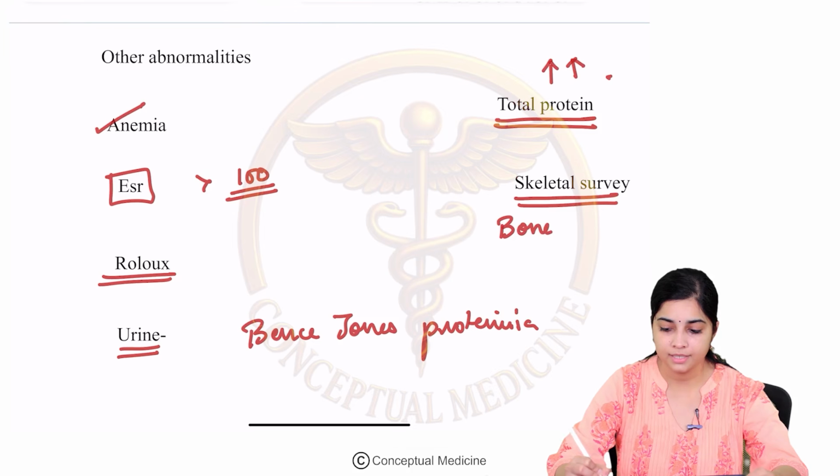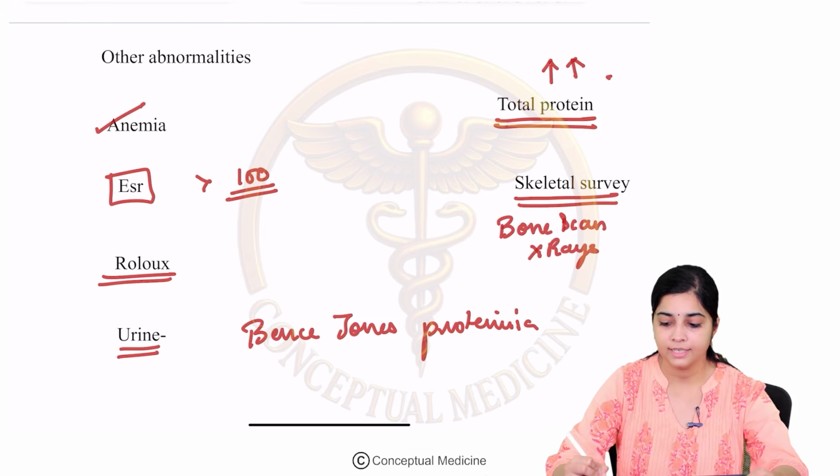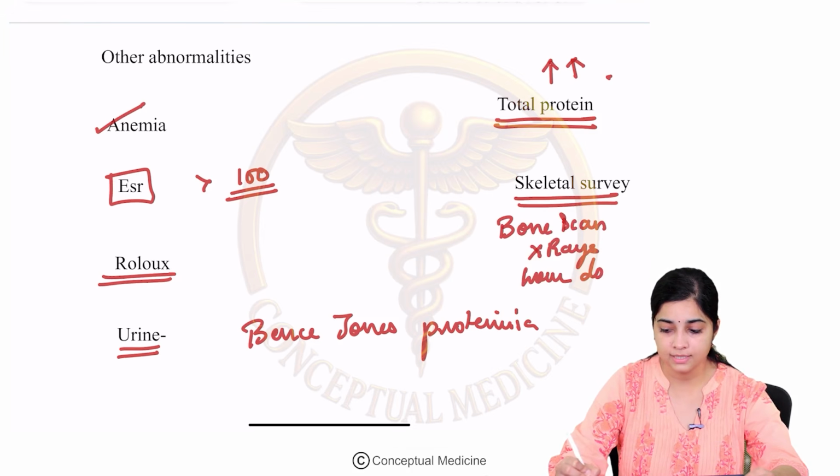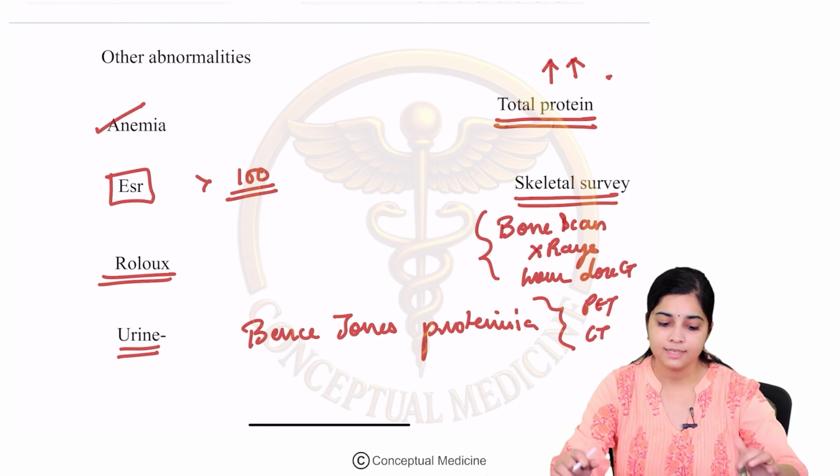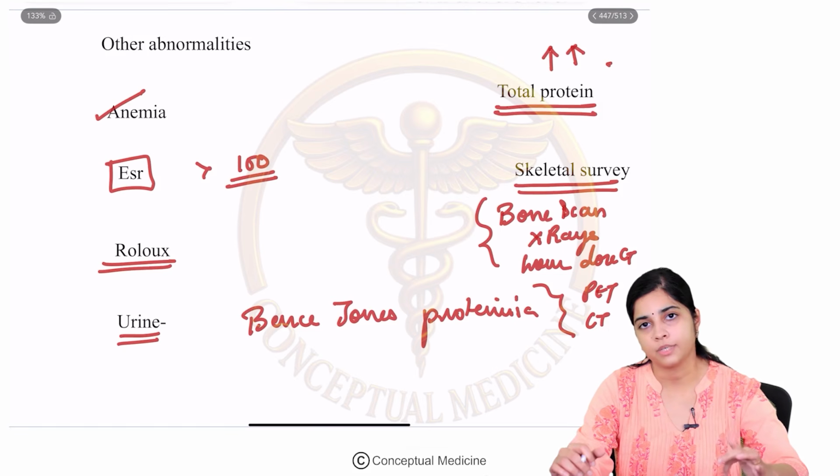Skeletal survey can be done with the help of a bone scan, with X-rays, or with a low dose CT or PET CT. The aim of this skeletal survey is to find out where all these lesions are present and whether they are causing compression or not, and so on. So these are the various other abnormalities which you can expect.